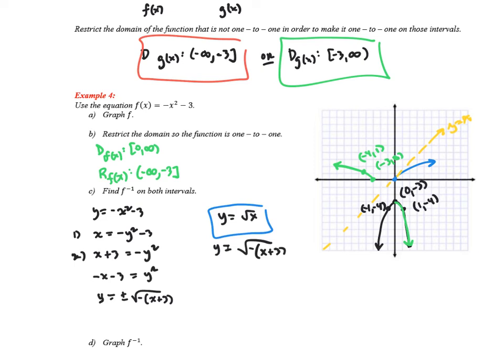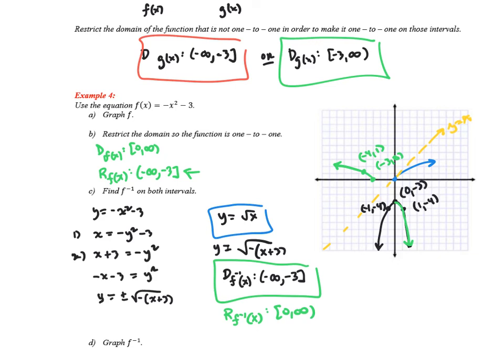The domain of f inverse of x on this section of the graph is negative infinity up to and including negative 3. How does that pair with the range of the original? It works out perfectly. What about the range of the inverse on this portion? Actually, it's going to be from 0 to infinity. Awesome. Now let's look at the other stem.